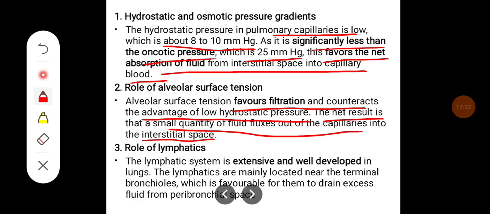The lymphatic system is extensive and well developed in lungs. The lymphatics are mainly located near the terminal bronchioles, which is favorable for them to drain excess of fluid from peribronchial space.